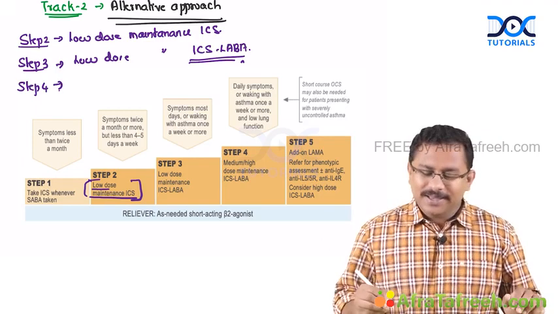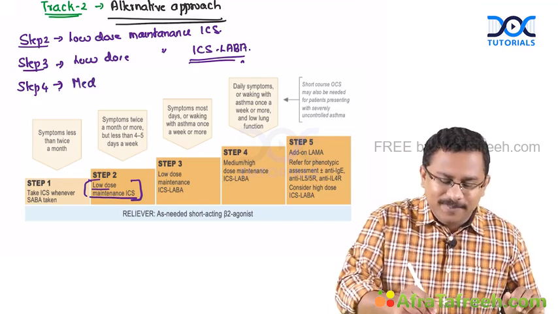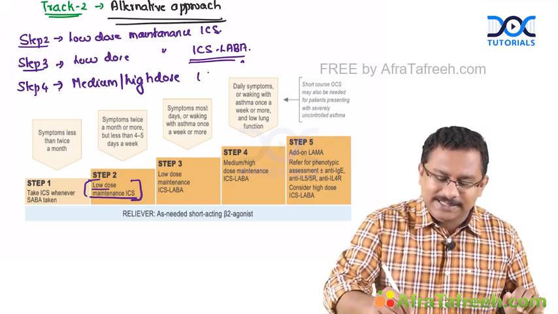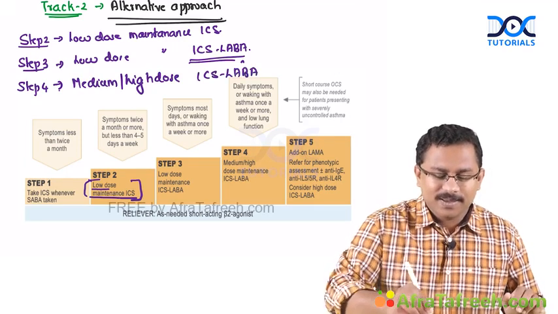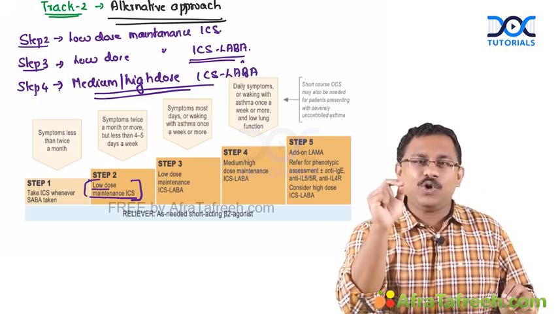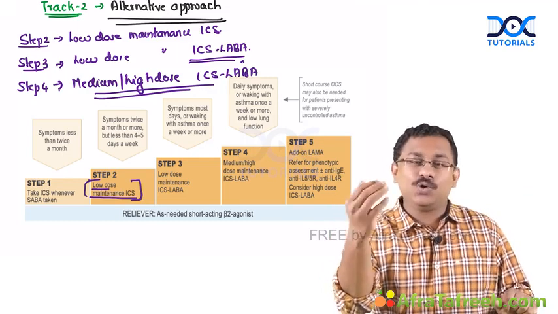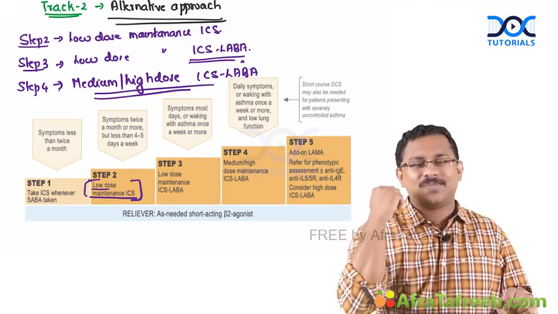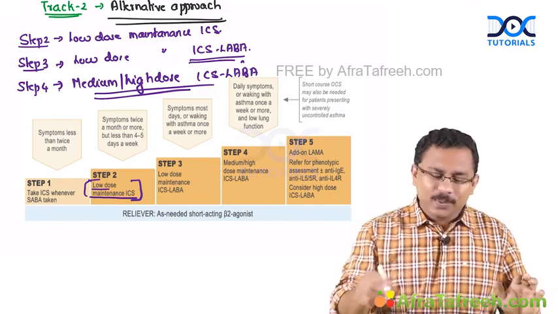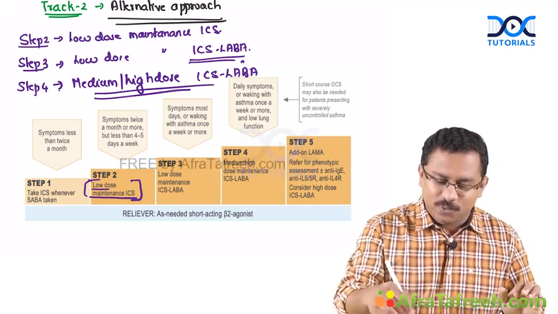Now step 4. Okay, step 4 is actually, I told you the definition, but here you can go for either medium or high dose. Medium or high dose ICS LABA combination. Now this is slightly different from that of track 1, because in track 1 step 4 you were giving a medium dose ICS formoterol combination. But when it comes to step 4 in track 2, you can go for a high dose also here. Okay, a high dose ICS LABA combination as well. Okay, so you are clear with the maintenance therapies in the step 1, 2, 3 and 4.